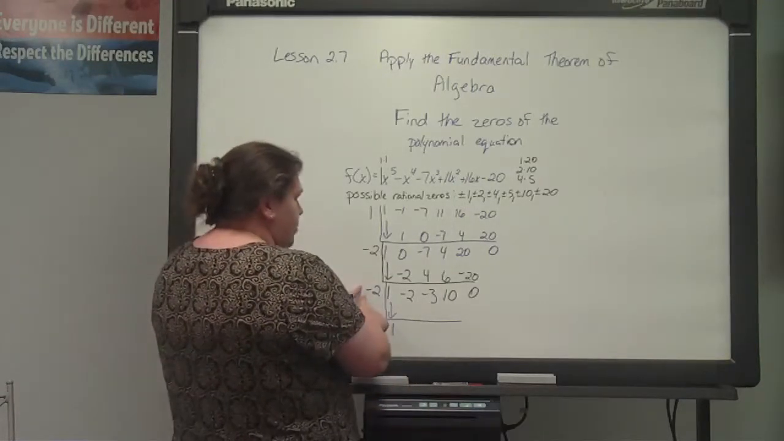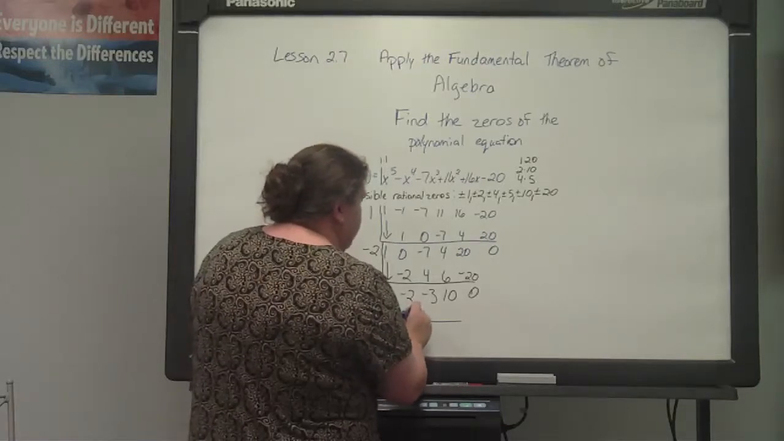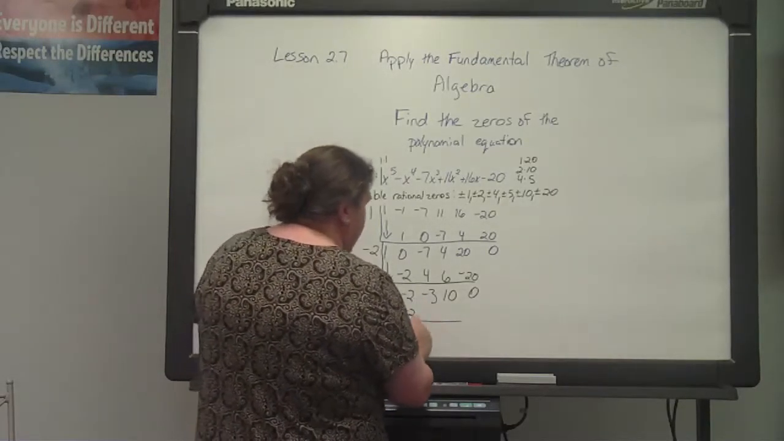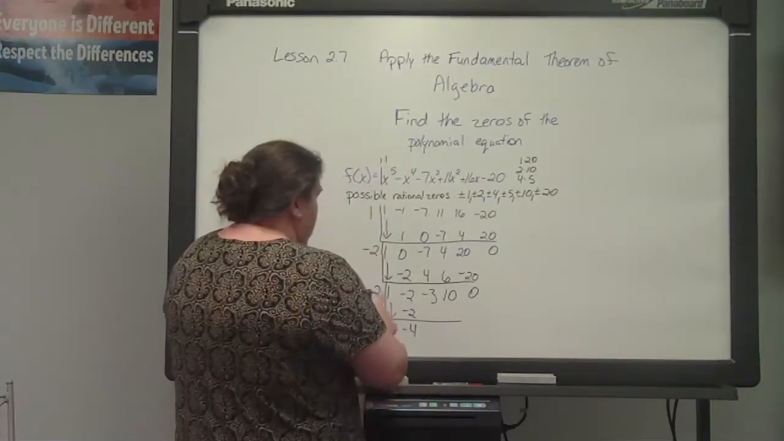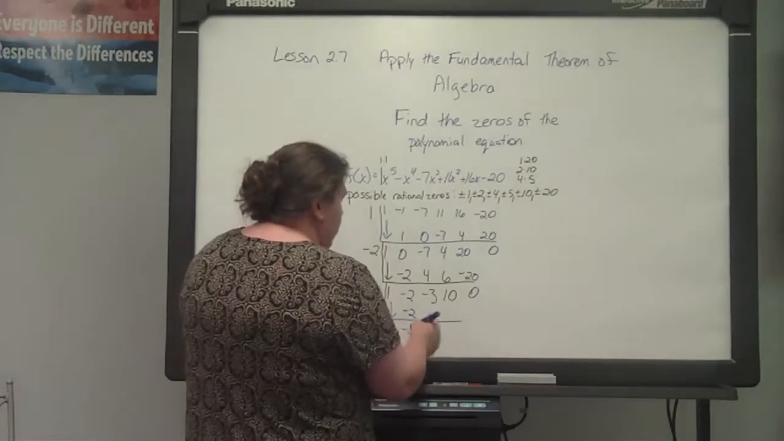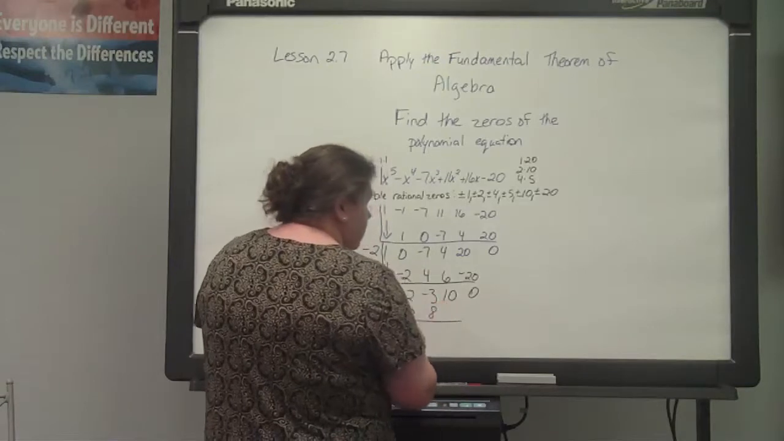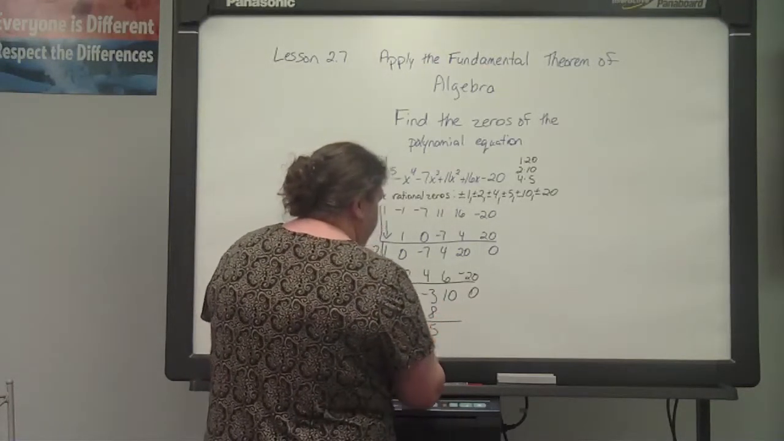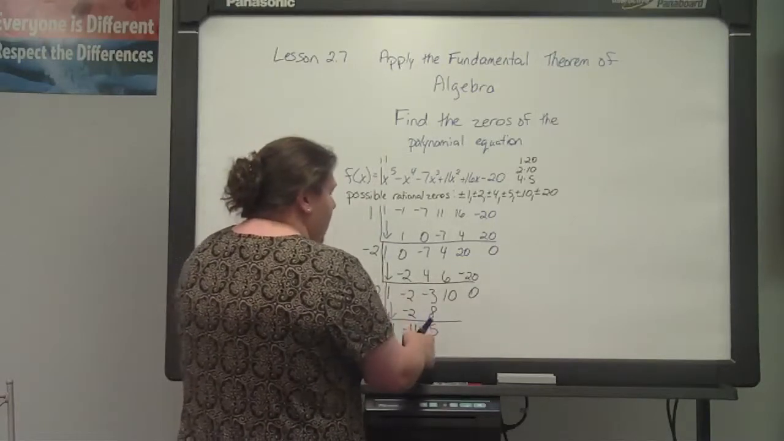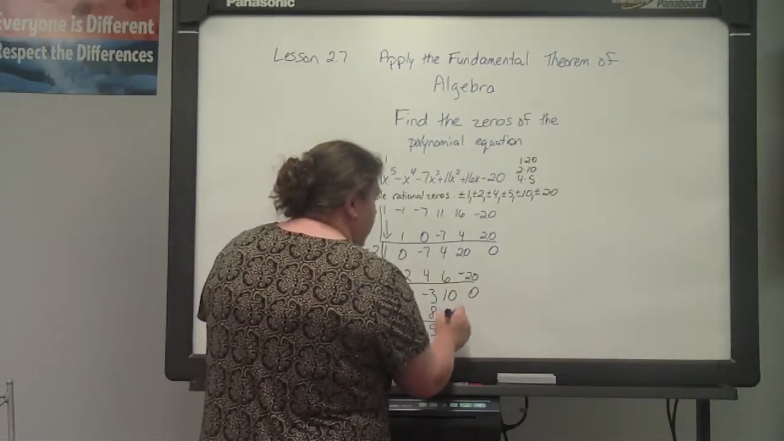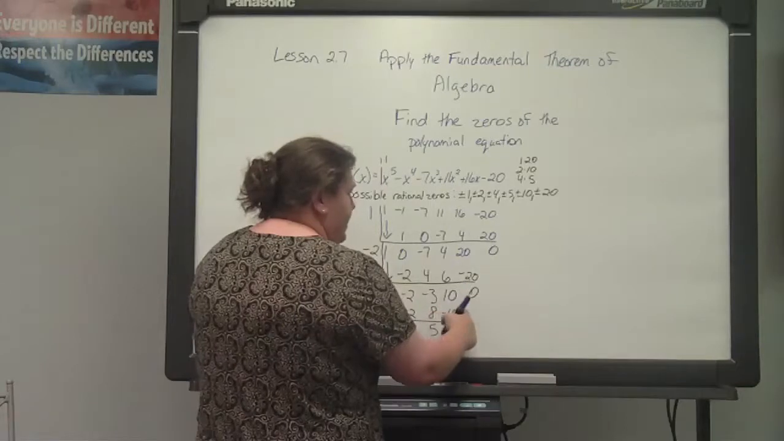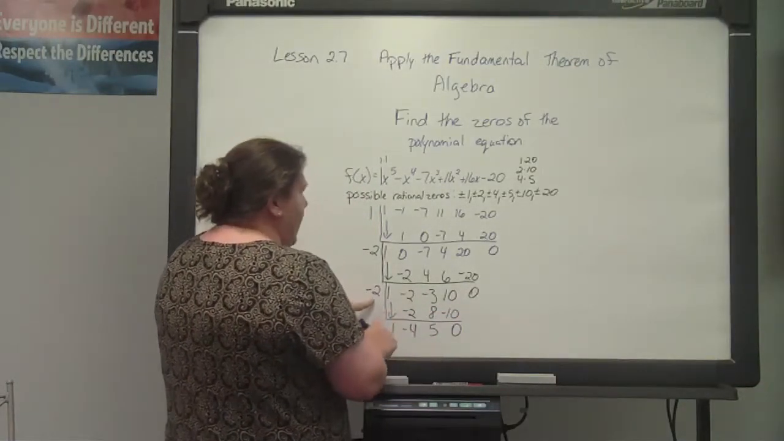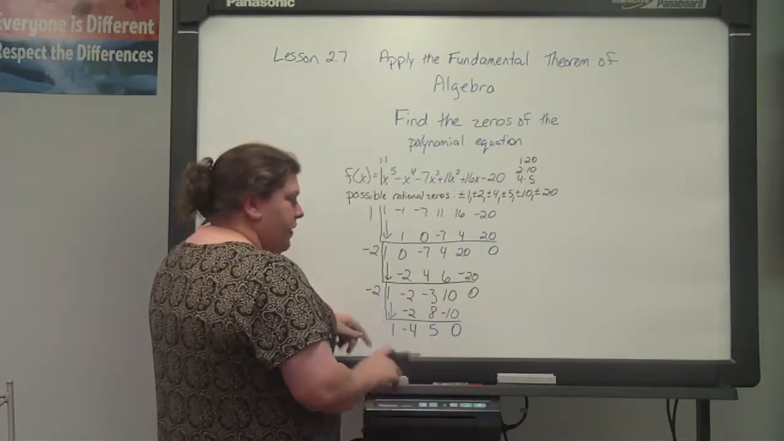So a -2 times 1 gives me a -2. A -2 plus a -2 gives me a -4. A -2 times a -4 gives me a +8. A -3 plus 8 gives me 5. A -2 times 5 gives me a -10. 10 minus 10 gives me 0. So again, I have found another 0.